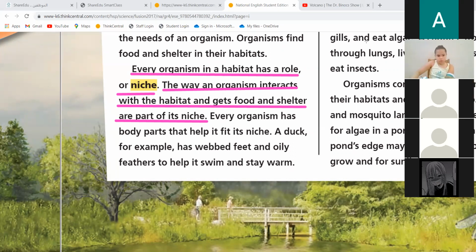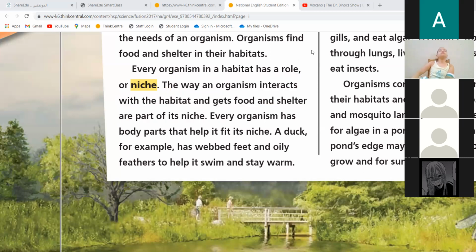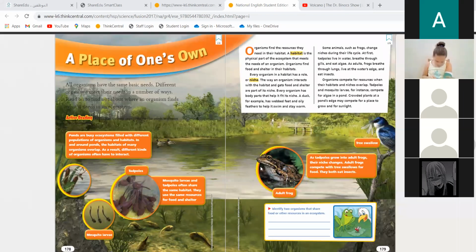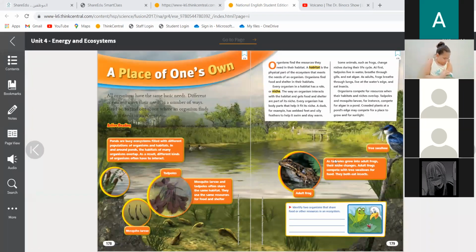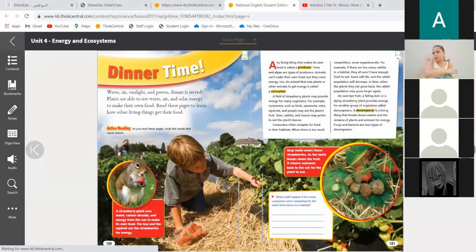Now, you know that every animal has a perfect body part to fit in with its niche. For example, as you said, the frog has a very long tongue. Why? So it can catch flies and insects. So it matches the role that they have in life.